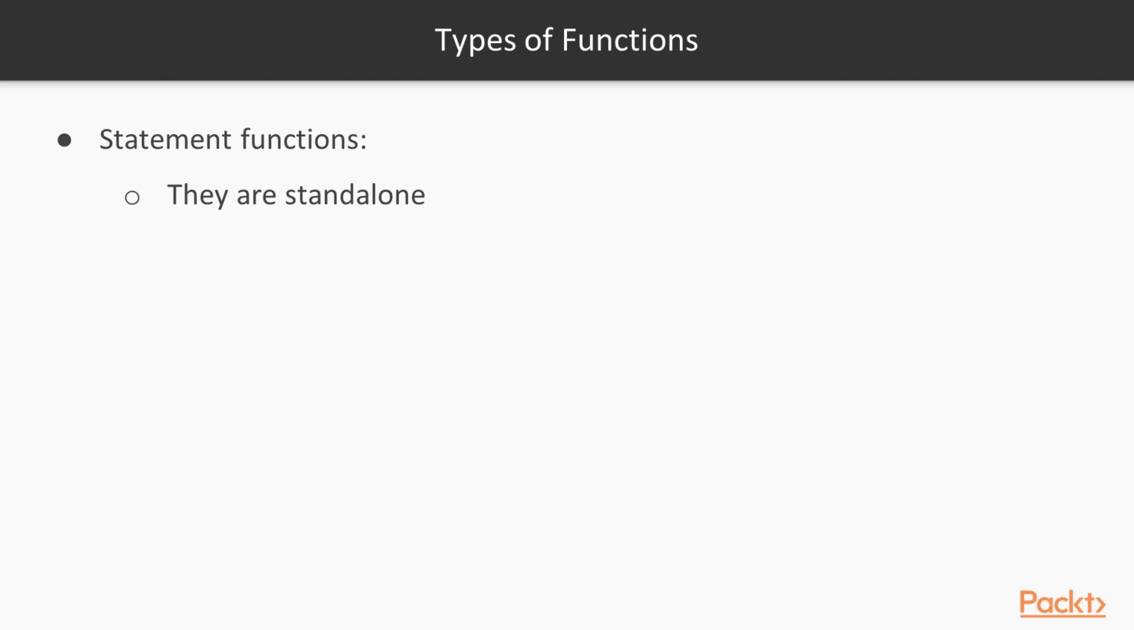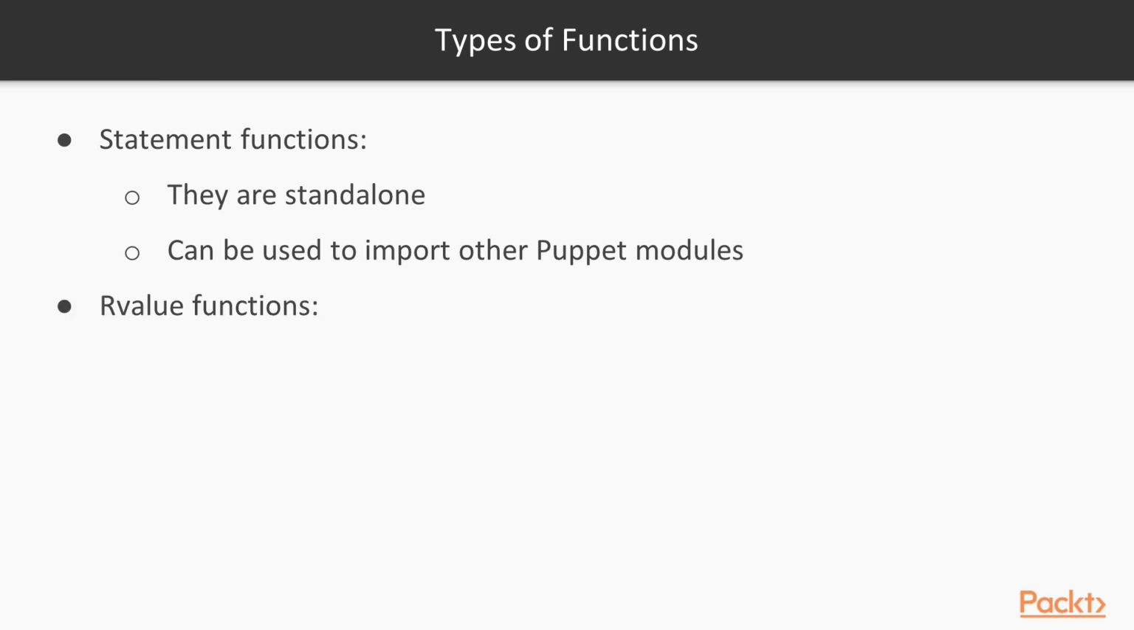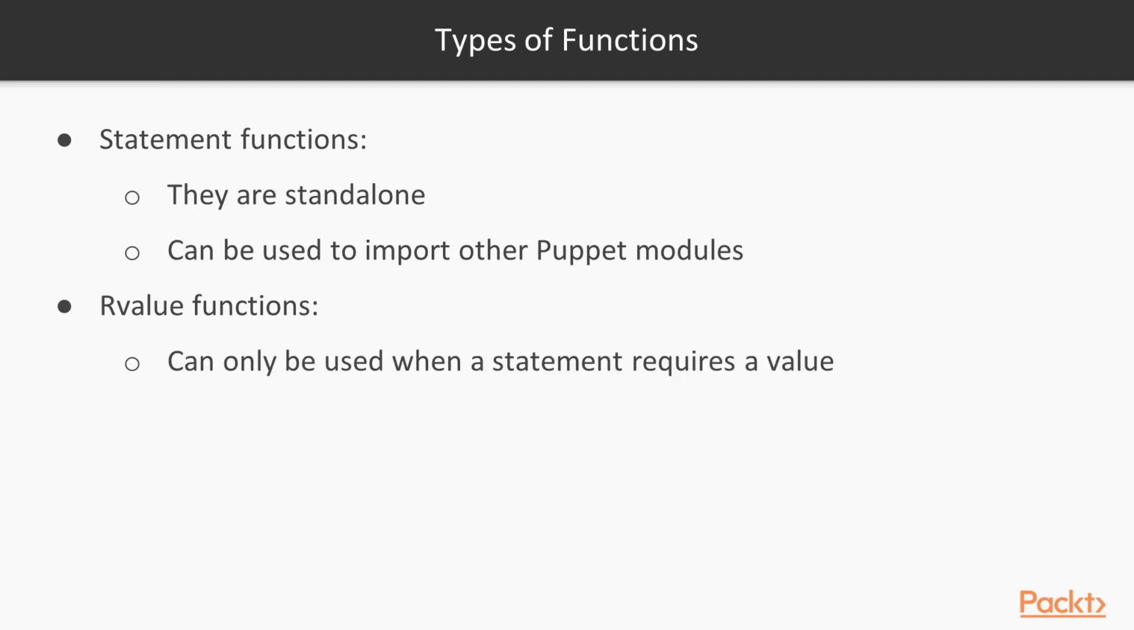Now, statement functions kind of stand on their own, and they don't have a return type, so they're kind of like procedures. Now, you use them for performing a standalone task, like importing other Puppet modules or any kind of manifest programming. Now, on the other hand, we have R-value functions, and they return values. And you can only use an R-value function when a statement requires a value, such as if you're assigning something in an if-else statement, a case statement, or some kind of looping structure.